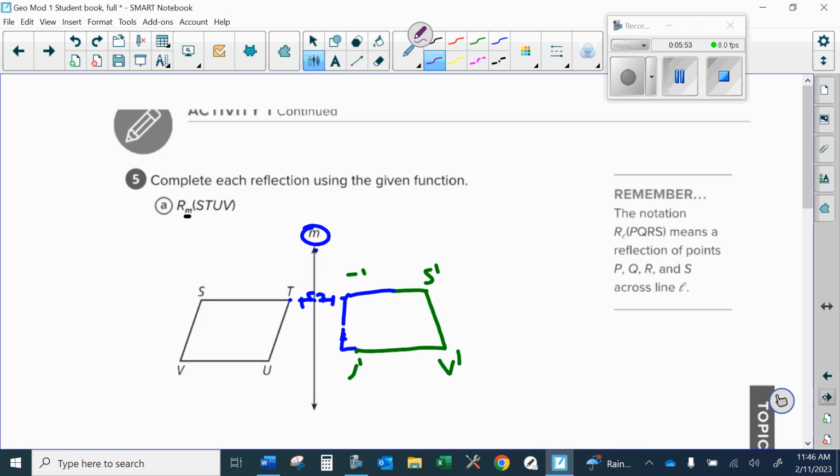Complete each reflection using the given function. Okay, so remember, capital R stands for the reflection, over line M. There's line M right there. Remember, you can name a line. If it's a lowercase letter, it's got to be at one of the arrows. Otherwise, you would pick 2 points on the line. So they call it A and B. You could also call it reflection over AB, which would be line AB. Okay, they don't have any points on the line, so they choose the lowercase letter. Again, making sure that you know how to name lines correctly. Of STUV, so that means this is our pre-image. That's always the pre-image.